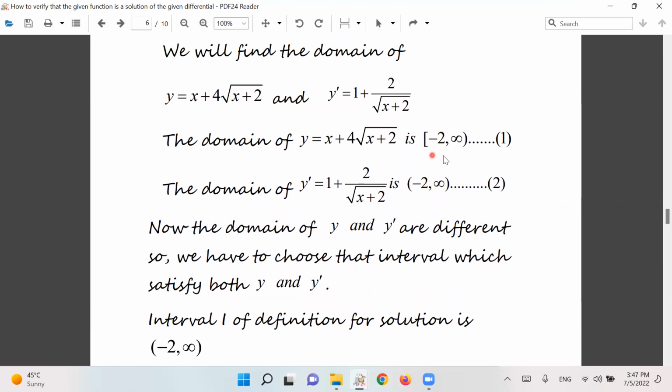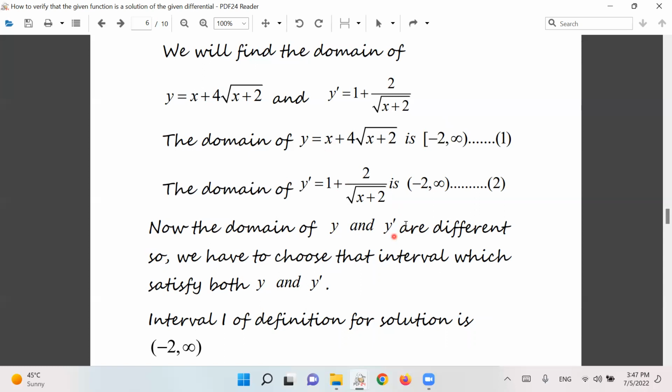So now the domains of y and y dash are different, because in the first, the domain of y is -2 to infinity, where -2 is included, it is the closed interval. But here it is an open interval, where -2 is not included. Now they have different domains, so we have to choose that interval which satisfies both y and y dash. So how do we choose? If we put here -2 as the open interval, this will satisfy this function also.